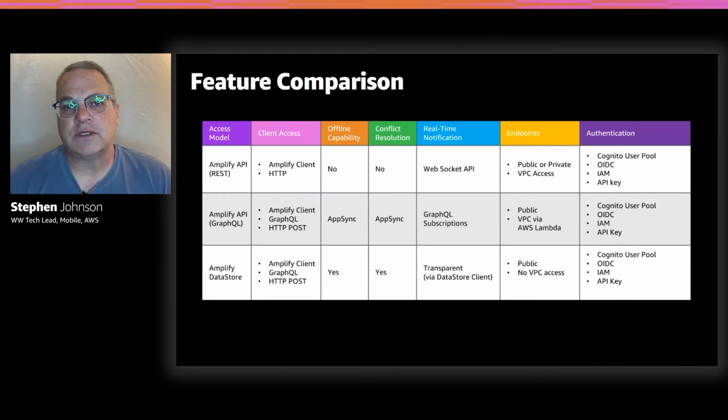So the first thing I want to do is just show you a feature comparison here. You'll see at the top row, we have the REST-based API access model. This is very mature. It's been around a long time. API Gateway is a really solid product, and when you pair it with Lambda, you have a great serverless solution for accessing your data. In fact, probably our most popular approach to doing this sort of work.